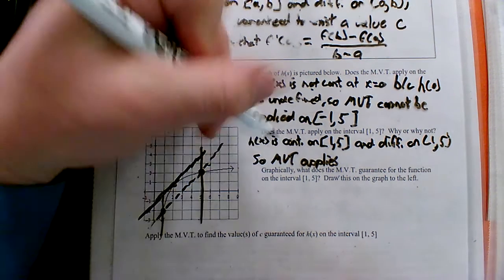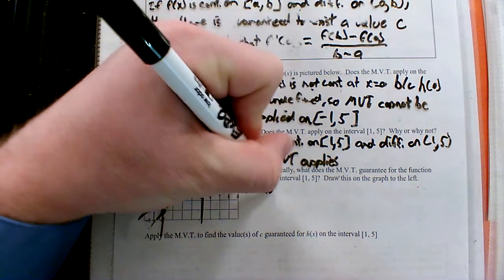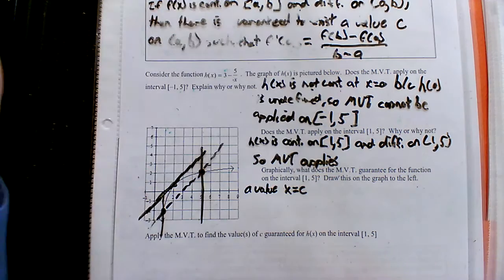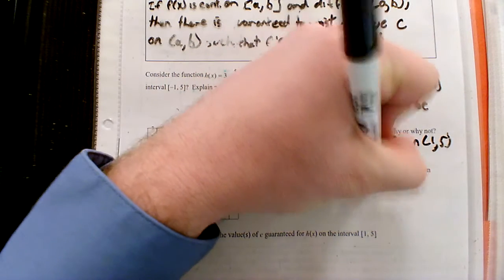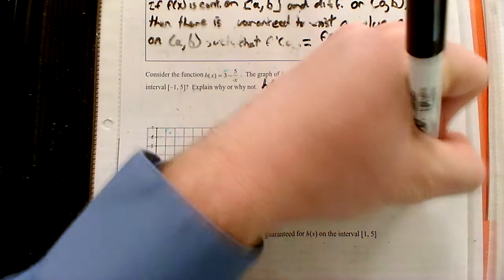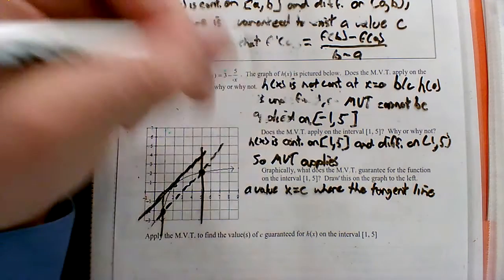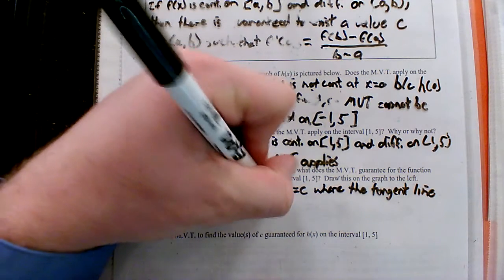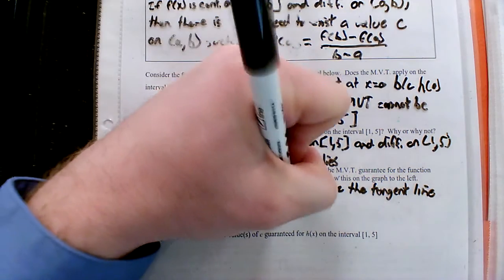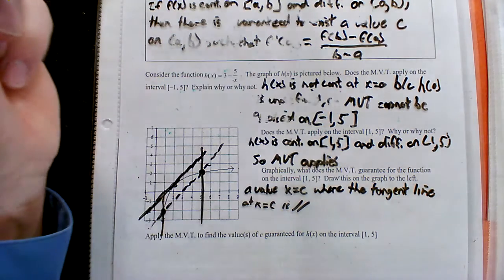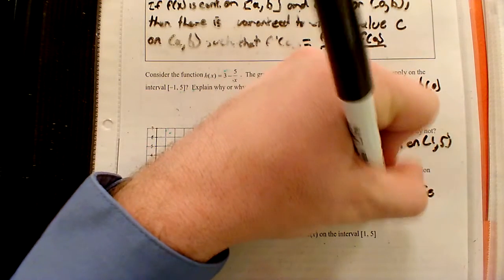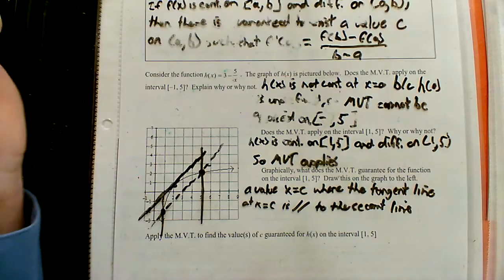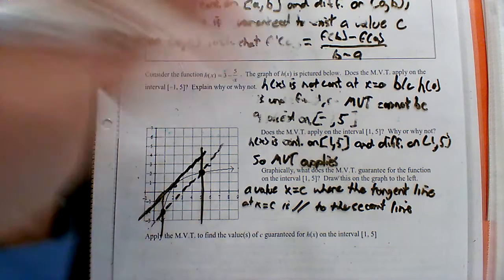So in words, we need to describe this over here. A value x equals c where the tangent line at x equals c is parallel, I'm going to just use the symbol for parallel lines, is parallel to the secant line through the endpoints of the interval.